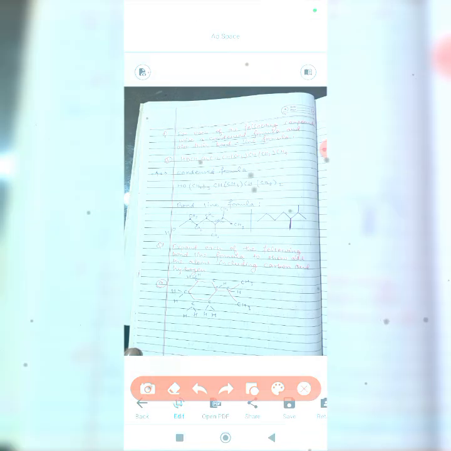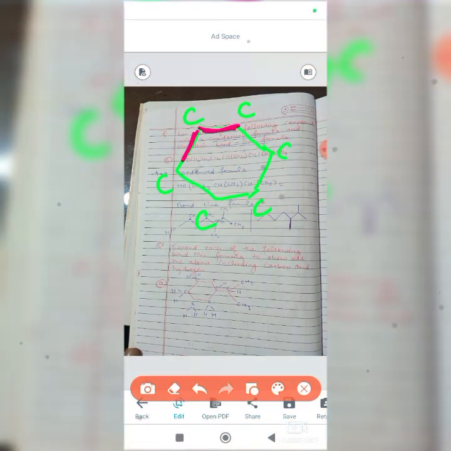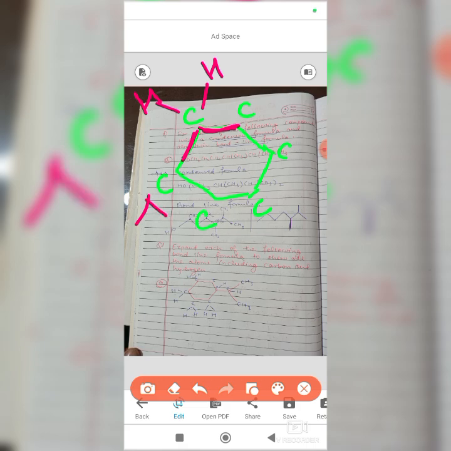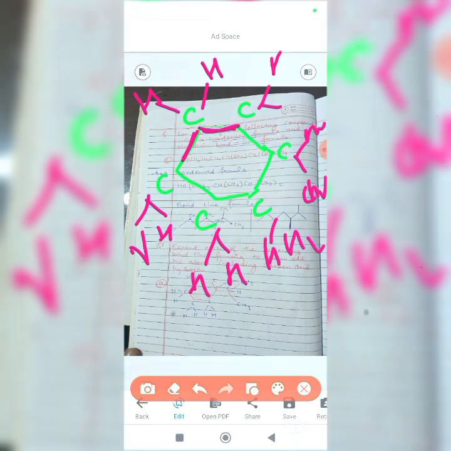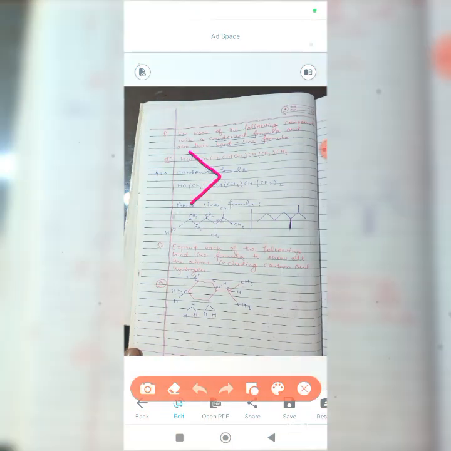And next we have to expand the following bond line formula to show all the atoms including carbon and hydrogen. See, as we have a structure like this, I have already explained each vertex represents a carbon. This carbon has already shared 2 electrons, so it has only 2 hydrogens, similarly CH2, CH2, CH2. Done. Now we have more options like this.